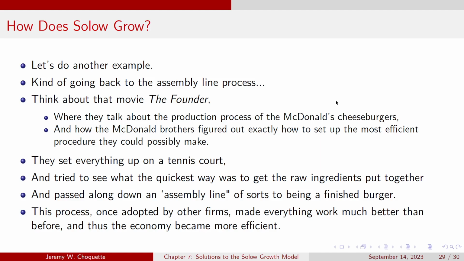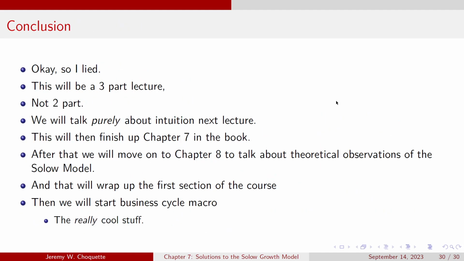And that process, once it was adopted by other firms, made everything work much better than before, and the economy became more efficient. So McDonald's comes up with it, and then let's say Burger King or Wendy's go, hey, it's a pretty cool idea. Why don't we do something like that? And then they adopt it. Okay, it kind of sucks for McDonald's, but it's also a lot better for the consumer because now there's more competition. The price of the burger is going to fall, and the consumer gets more choices. It's pretty good stuff, right? I like to think so.